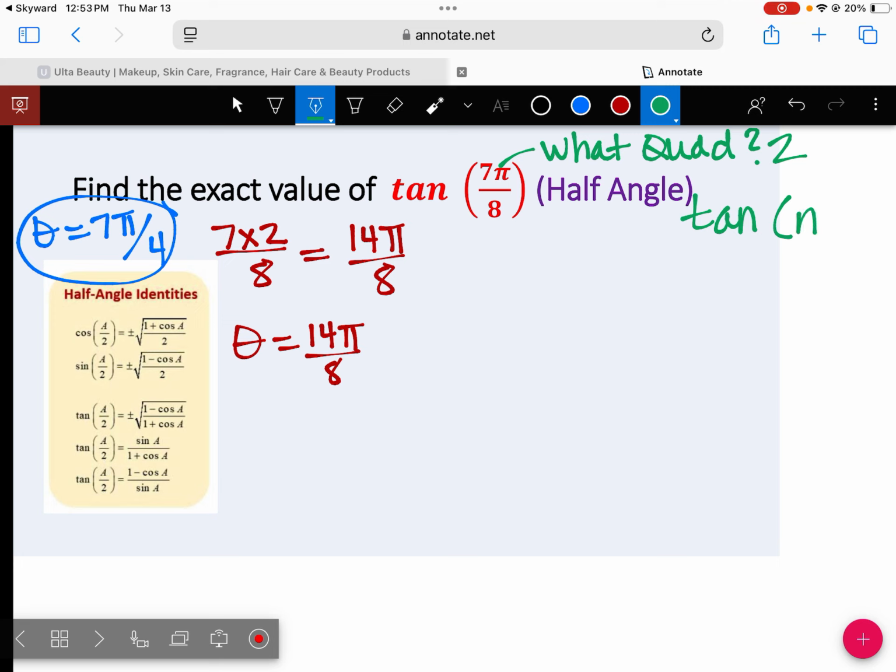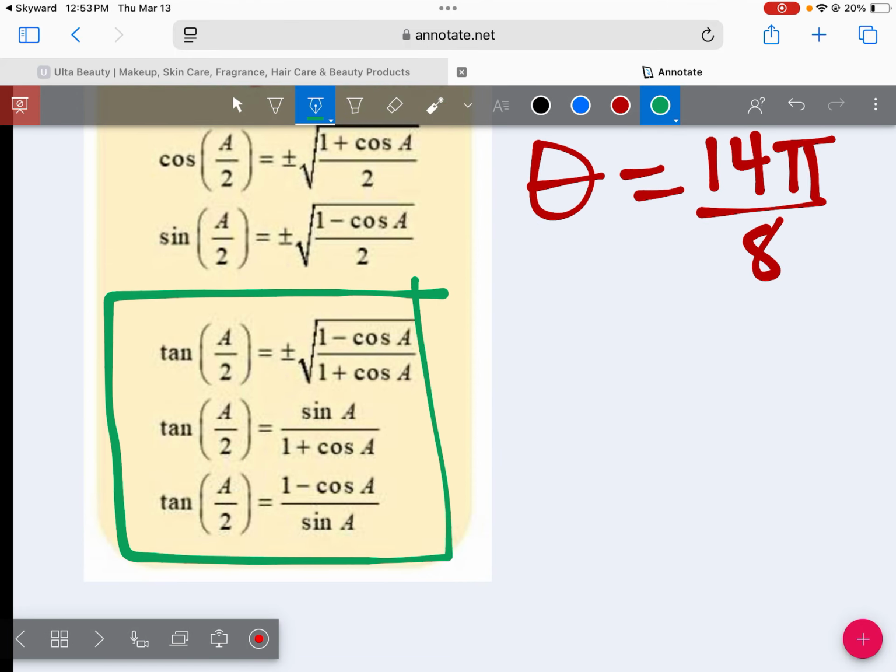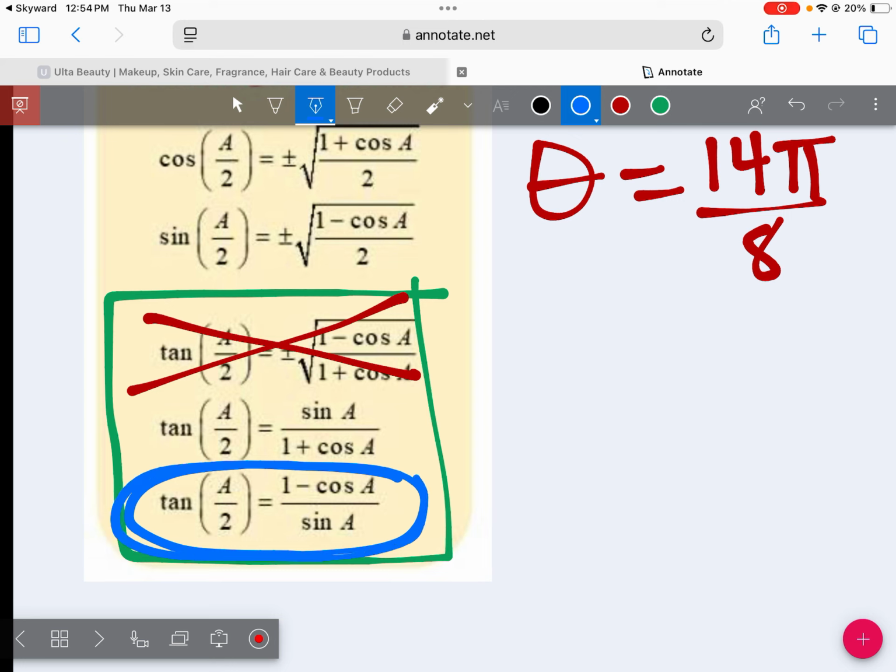So now, the good thing about tangent, well, good or bad, is that we actually have an option. Look at your pink paper. If you flip it over to the back, do you see how we have 3 choices for a tangent half identity? Now, I never use this one. I think that one has a whole lot of going on. Personally, I would probably not use that one. Between the bottom 2, I don't have a preference. So I'm going to use this one today.